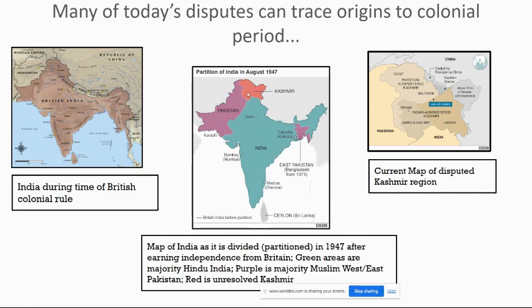And there's also this region up here, this region of Kashmir, and it was really unclear. Kashmir was a disputed territory between India and Pakistan, and today we still see conflict in the region of Kashmir due to those boundaries that were created, due to that dispute over that boundary.